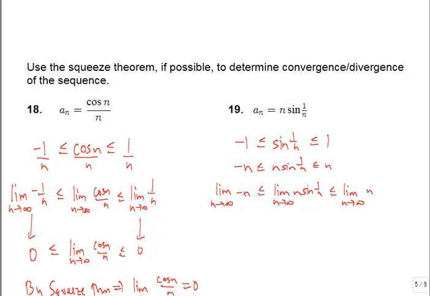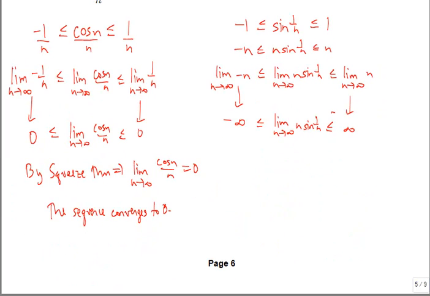Well, the limit of minus n as n goes to infinity, that's negative infinity. And the limit of positive n as n goes to infinity is positive infinity. So what the squeeze theorem tells us is that this limit that we're looking for in the middle is squeezed in between negative infinity and positive infinity. Well, that doesn't tell us a whole lot, right? That doesn't really tell us anything. It could be anything in between negative infinity or positive infinity. So here the squeeze theorem doesn't really help us at all. It doesn't tell us any bounded value that we know we have to approach.